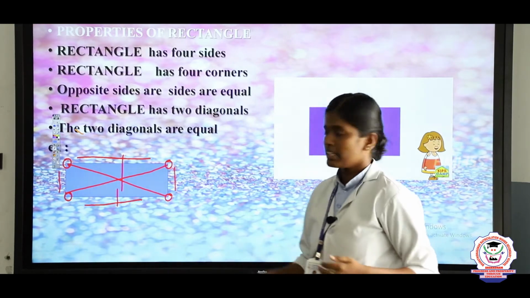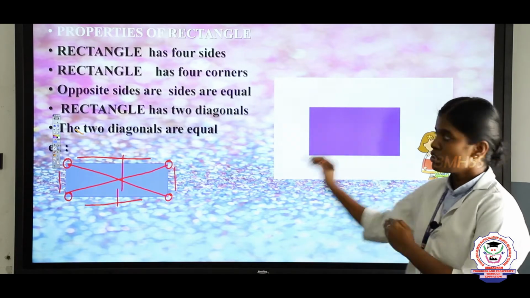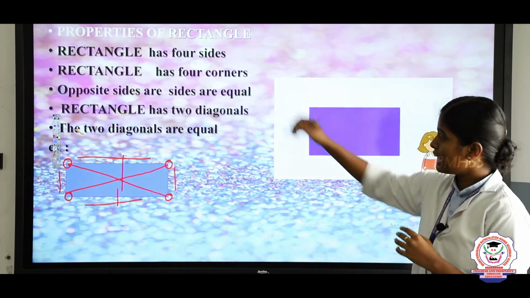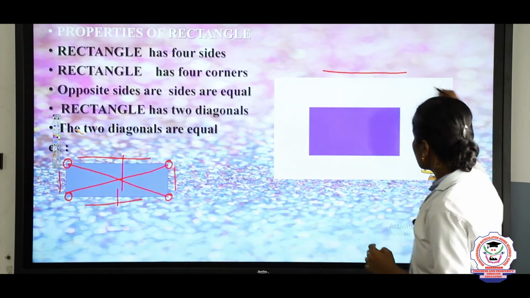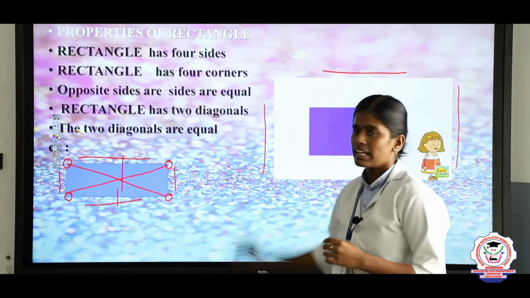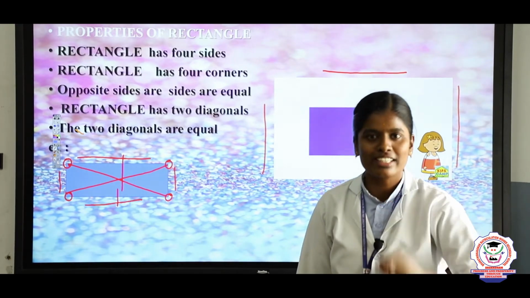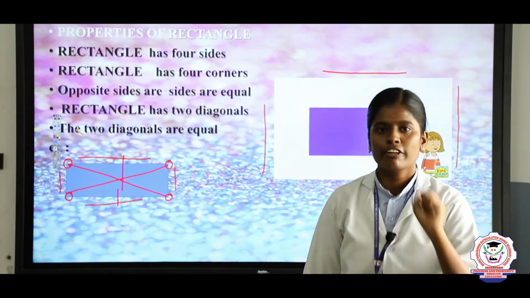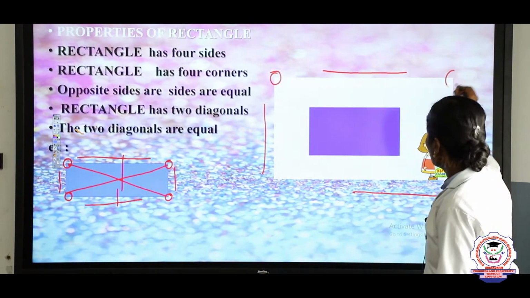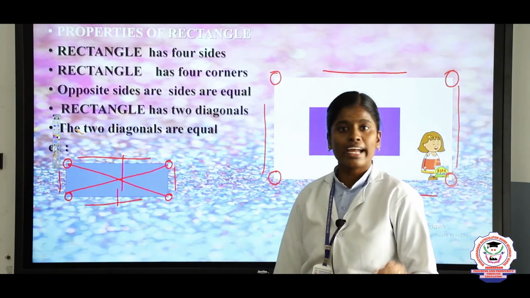So here you listen. We have one rectangle picture. Listen my children. So what is meant by rectangle? A rectangle has 4 sides: 1 side, 2 side, 3 side and 4 side. And then our next point is a rectangle has 4 corners. How many corners? 4 corners. So 1, 2, 3 and 4.